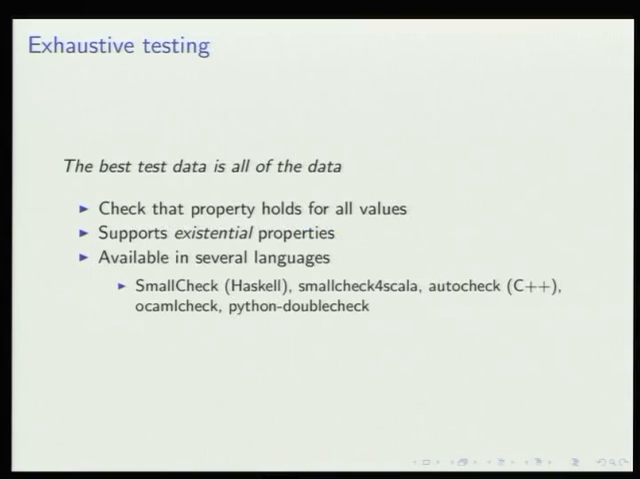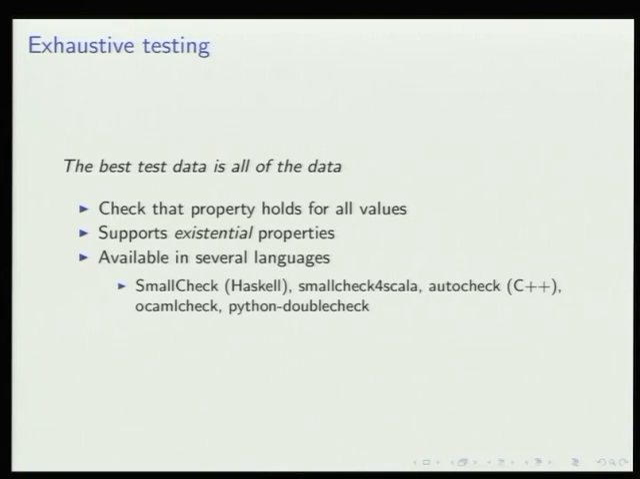So I promised we'd look at some alternative approaches. One alternative approach is exhaustive testing. The catchphrase there might be: the best test data is all of the data. In exhaustive testing, you check that the property holds for all values, or in some cases, if you're dealing with recursive data, all values up to a particular depth.